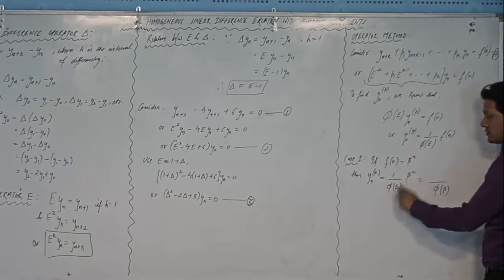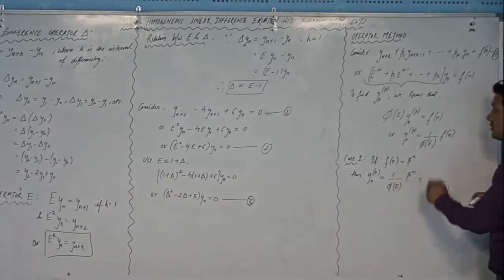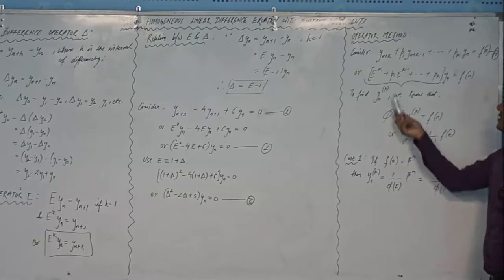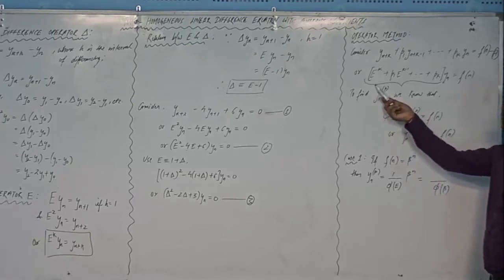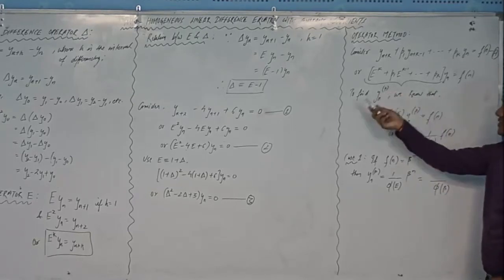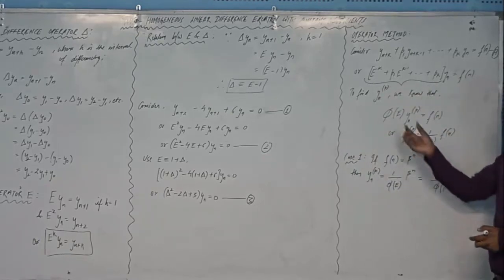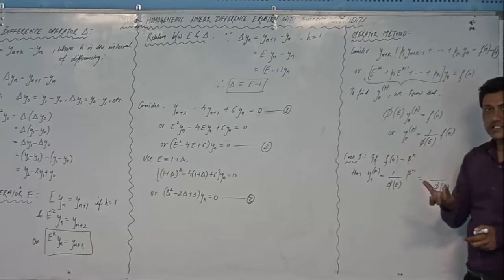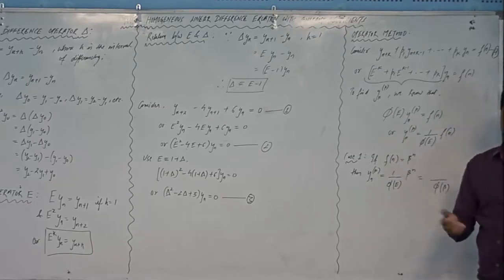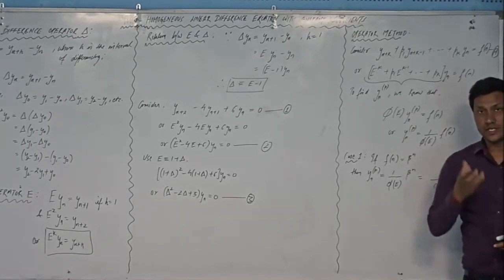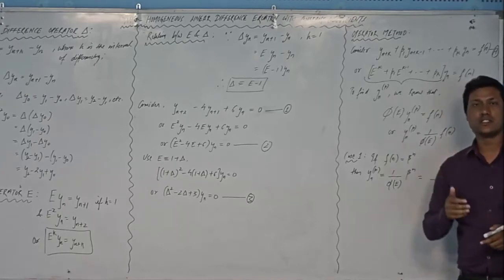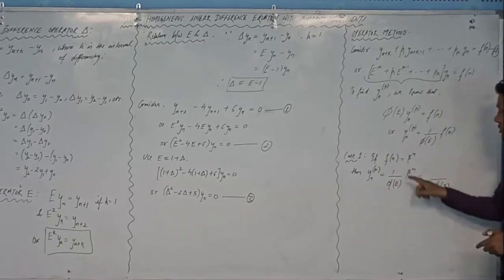This is an operator. And why am I calling this an operator? What is phi(E)? Phi is actually a polynomial in terms of E, and E is an operator. So the sum of all these operators will be a new operator, which we denote by phi(E). If phi(E) is an operator, then 1 over phi(E) is another operator, just like if capital D is the differential operator, then 1 over D is the integral operator. That's why this is an operator.